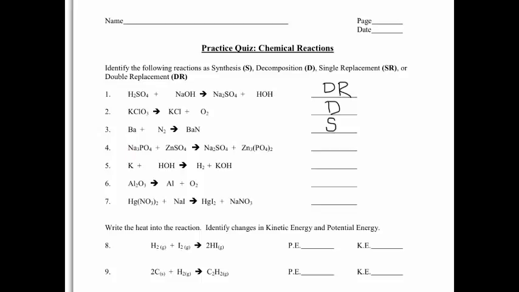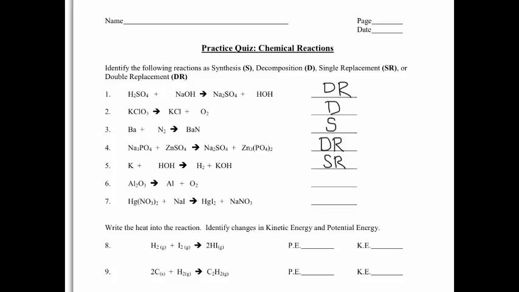Next one, we have sodium with phosphate, zinc with sulfate, and on the other side now sodium is with the phosphate that used to be with zinc, and zinc is now with phosphate. So this would be an example again of double replacement. Next example, we have potassium by itself and then hydrogen with hydroxide. And on the product side, we have hydrogen by itself and potassium with hydroxide. So that is a single replacement reaction.